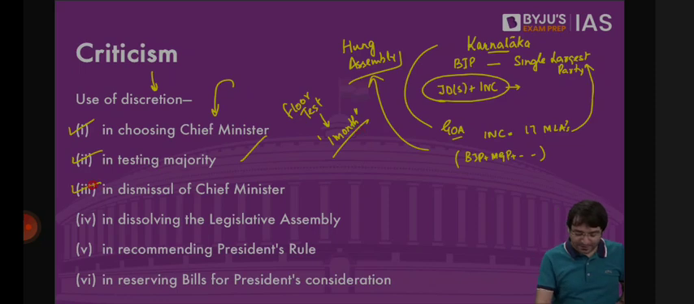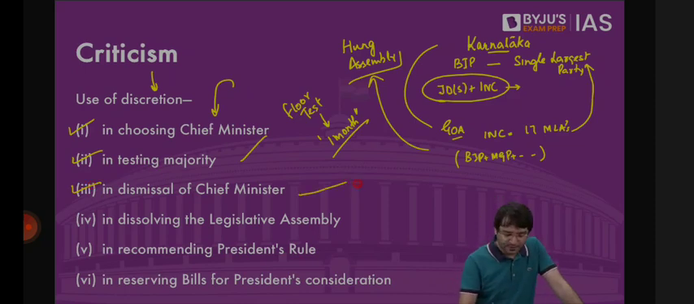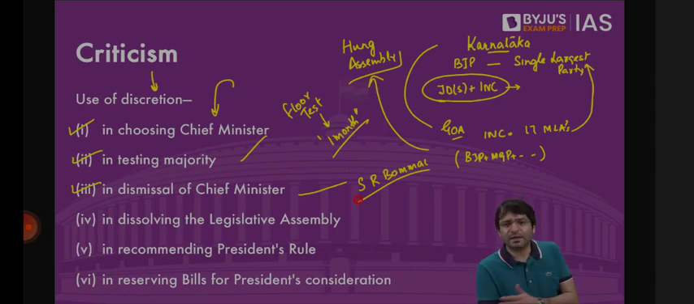In dismissal of the chief minister, Karnataka example again. And this is something we will discuss today, the landmark case, which strengthened to some extent federalism in India. S.R. Bommai. S.R. Bommai, he was the chief minister of Karnataka. Suddenly some MLAs wrote to the governor that we are withdrawing support to S.R. Bommai, which gave a sense that S.R. Bommai has lost the majority and therefore he should resign.